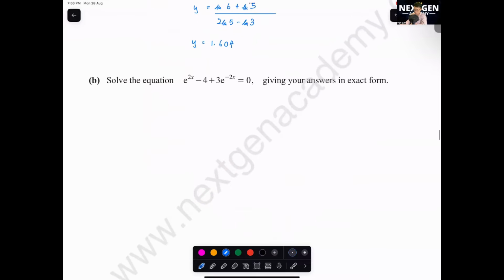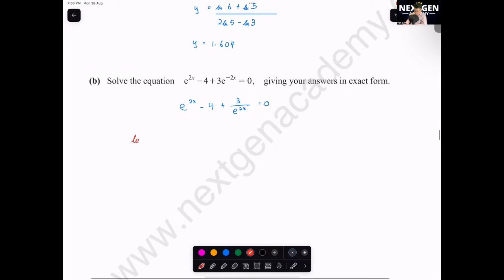You need to recognize the pattern. Okay, you can actually write this as e to the power of 2x minus 4 plus 3 over e to the power of 2x equals to 0. Okay, I teach you all a method that'll be easier for you to see. You let e to the power of 2x equals to u. Okay, or whatever alphabet, just don't use x. So it becomes u minus 4 plus 3 over u equals to 0.